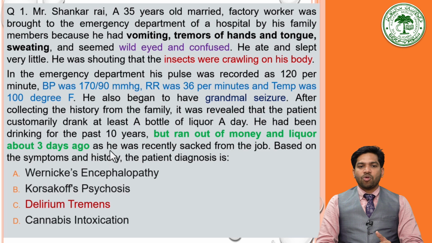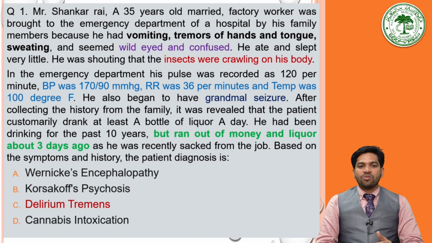The symptoms are vomiting, tremors of the hands and tongue, sweating, wild eyes, that is dilated pupils, and confusion. Insects are crawling on his body, that is the tactile hallucination, along with auditory and visual hallucinations. He has raised blood pressure and respiratory rate, and the temperature is increased. All these features, and there is a grand mal seizure, are features of delirium tremens. So the diagnosis is delirium tremens.